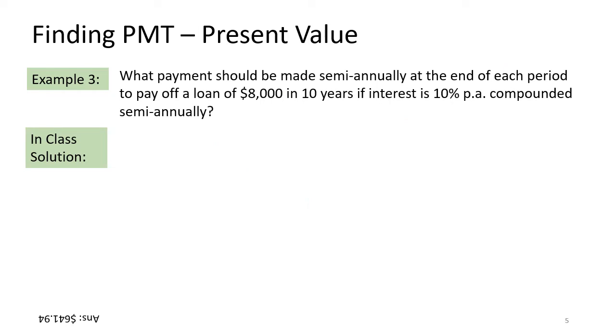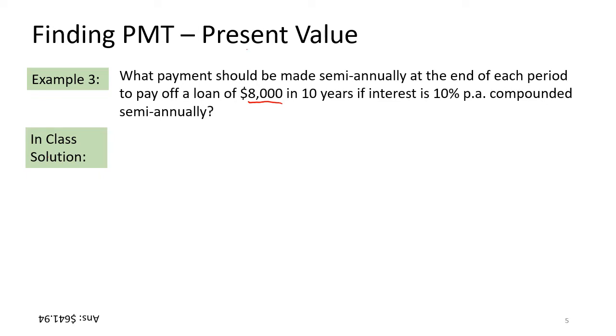So looking at another example, okay, let's look at the present value. So instead of having future value, let's look at present value. What payment should be made semi-annually at the end of each period to pay off a loan of $8,000 in 10 years if interest is 10% per annum compounded semi-annually? Okay, so first of all, it's noting that you have a loan of $8,000. That's going to be your present value, right? You receive the $8,000 immediately.